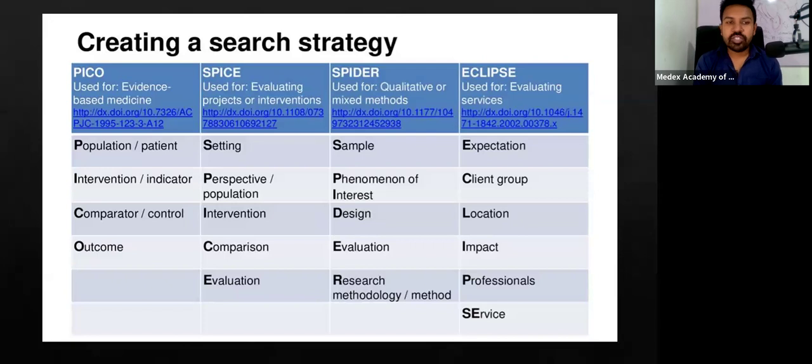Population, patient, the PICO structure I already discussed: population, intervention, comparator, and outcome. Then SPICE means setting, perspective of the population. That means what's the population or the problem. Setting means where it has been conducted. Intervention means what they have done. Comparison means the same thing. And finally, evaluation, outcome.